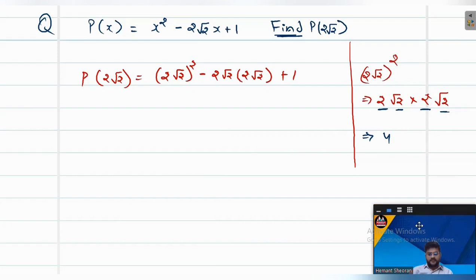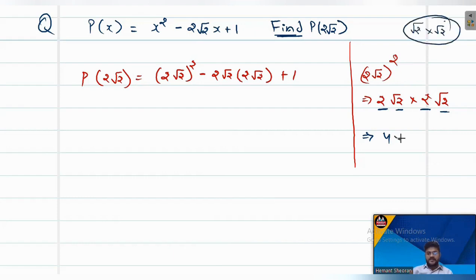It will be just a root 2. Why? If you multiply root 2 with root 2, what answer will you have? Just a 2. Two you will get, okay?